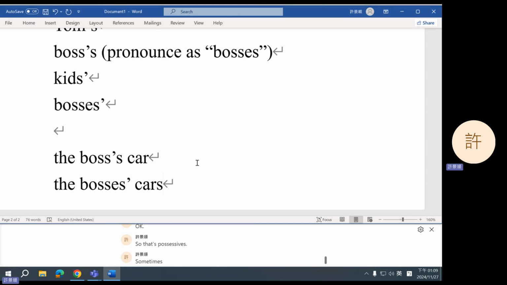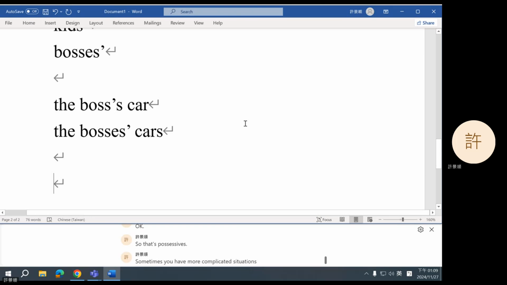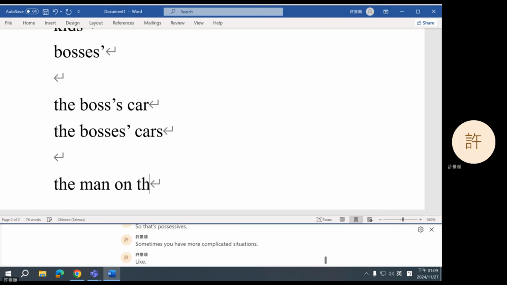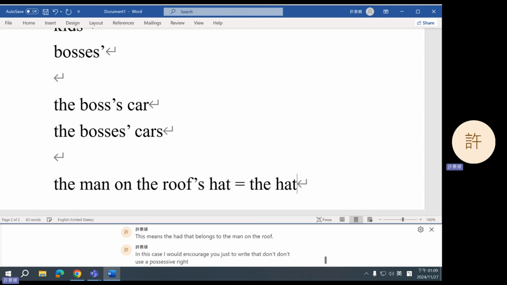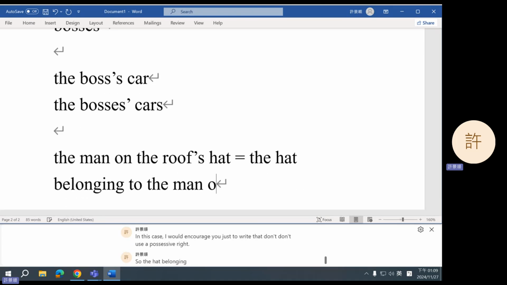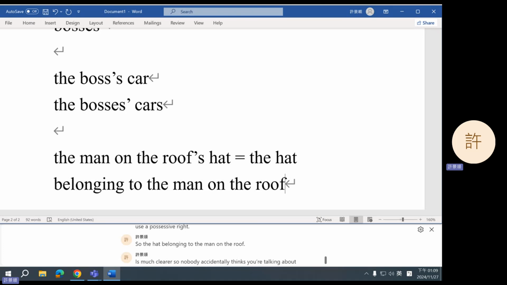Sometimes you have more complicated situations, like this, which means the hat that belongs to the man on the roof. In this case, I would encourage you just to write that. Don't use a possessive, right? So the hat belonging to the man on the roof is much clearer. So nobody accidentally thinks you're talking about a hat that belongs to a roof.